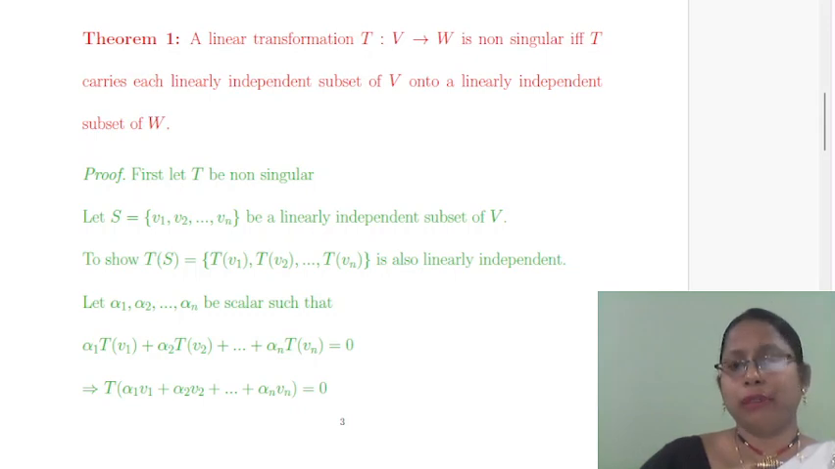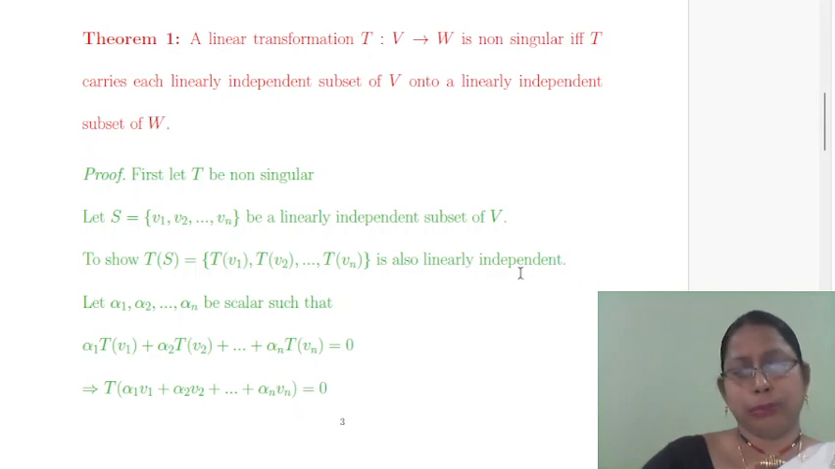Next is the theorem. A linear transformation T from V to W is non-singular if and only if T carries its linearly independent subset of V onto a linearly independent subset of W. First, let T be non-singular. We then consider S equal to {b1, b2, ..., bn}, a linearly independent subset of V. We shall show that T of S, equal to {T of b1, T of b2, ..., T of bn}, is also linearly independent.